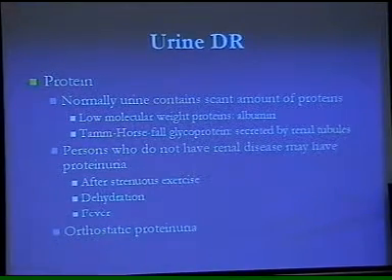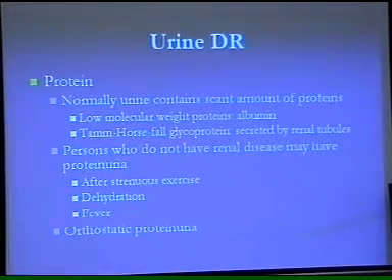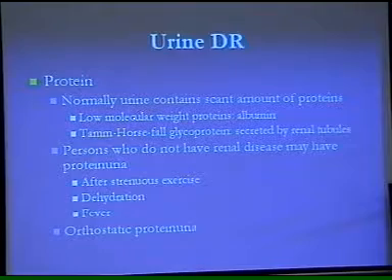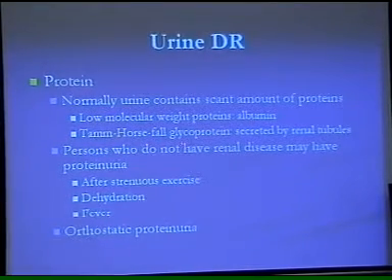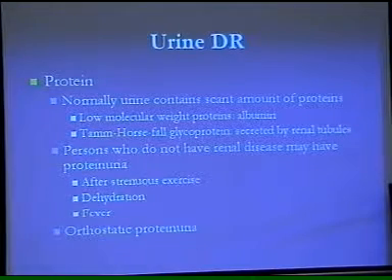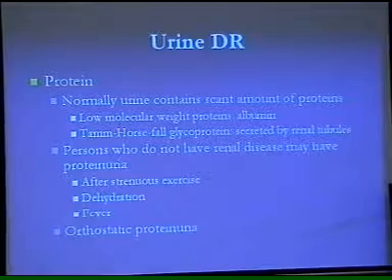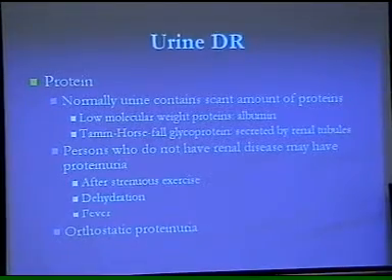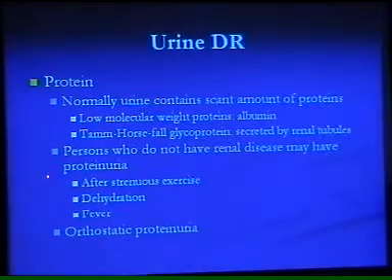Proteins, this is important. Normally urine contains only a scant amount of proteins. A small amount is low molecular weight, which is albumin, and the other protein we call Tamm-Horsfall glycoprotein, which is secreted by the distal renal tubular cells. And most of this is reabsorbed by the tubular cells, except in pathogenic conditions.